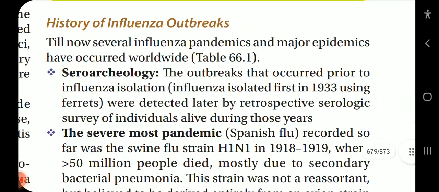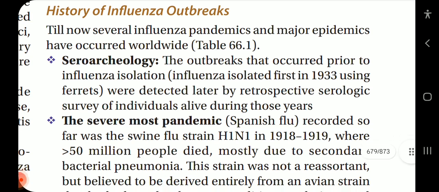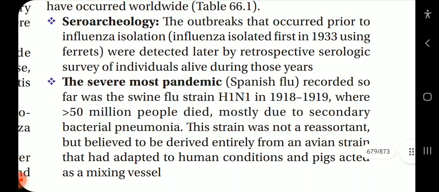History of influenza outbreaks. Till now, several influenza pandemics and major epidemics have occurred worldwide. Seroarchaeology. The outbreaks that occurred prior to influenza isolation, influenza isolated first in 1933 using ferrets, were detected later by retrospective serologic survey of individuals alive during those years. The severe post-pandemic Spanish flu recorded so far was the swine flu strain H1N1 in 1918-19, where more than 50 million people died, mostly due to secondary bacterial pneumonia.